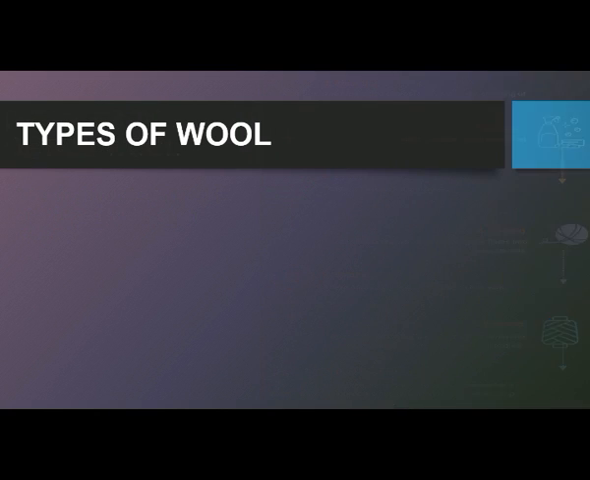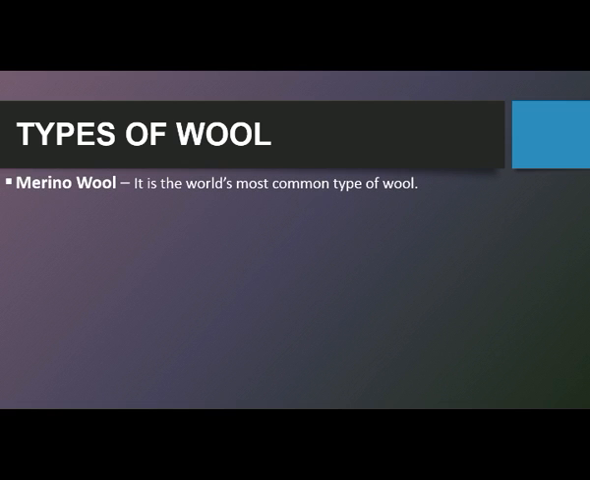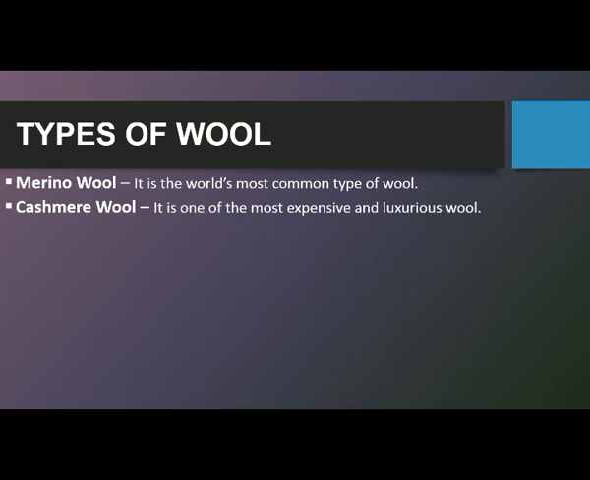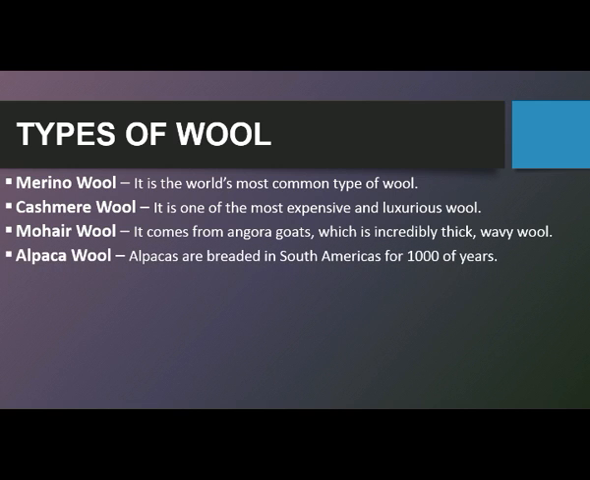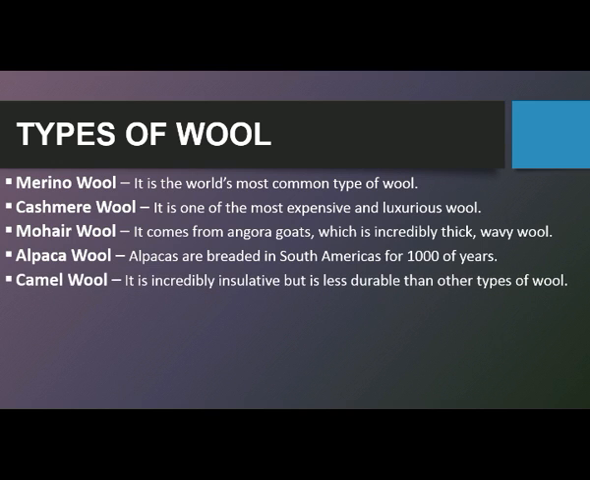The next is the types of wool. There are varieties of wool that we obtain. Merino wool is the world's most common type of wool. Kashmira wool is one of the most expensive and luxurious wool. Mohair wool comes from the Angora goat, which is incredibly thick, wavy wool. Alpaca wool, they are bred in South America for thousands of years, quite old. Camel wool is incredibly insulative but is less durable than other types of wool.